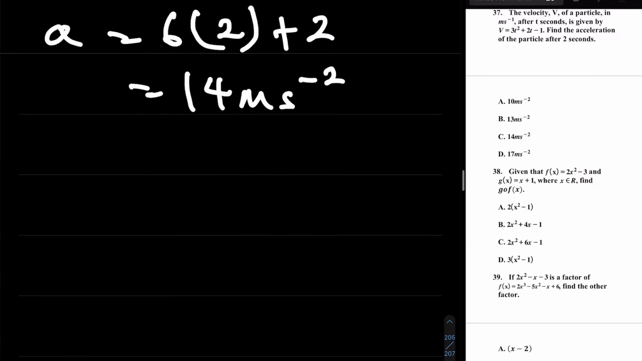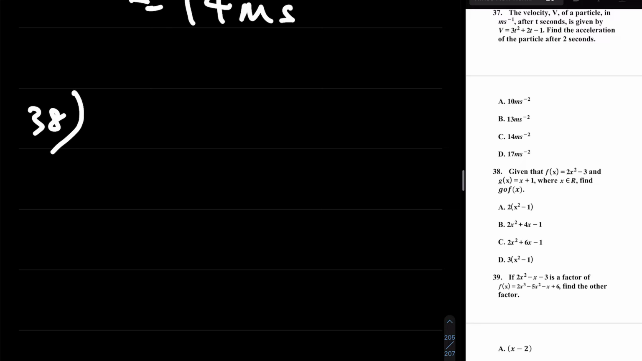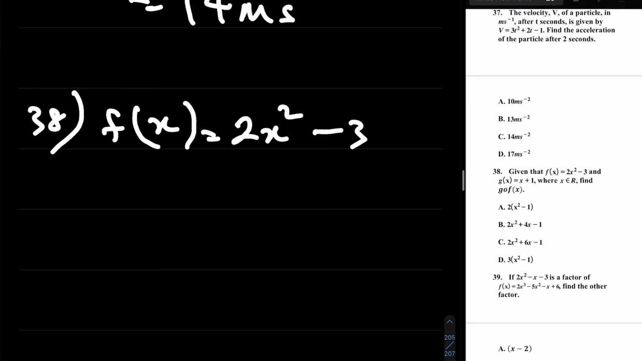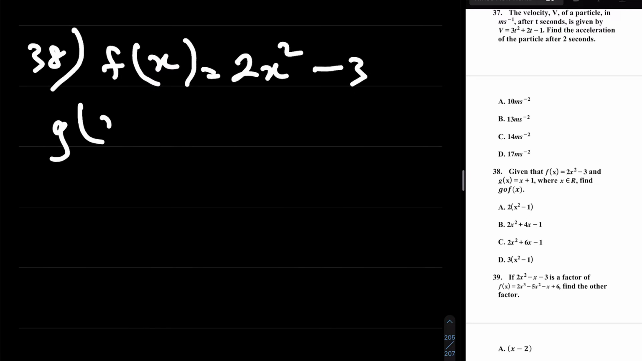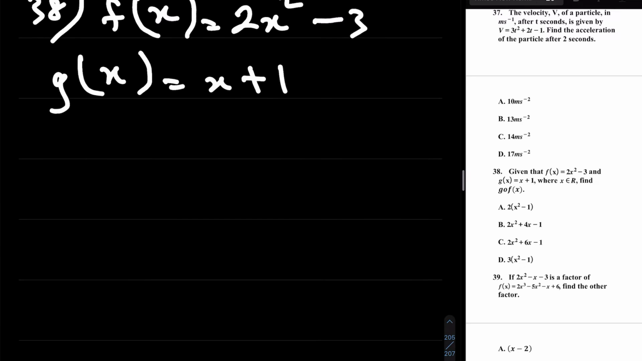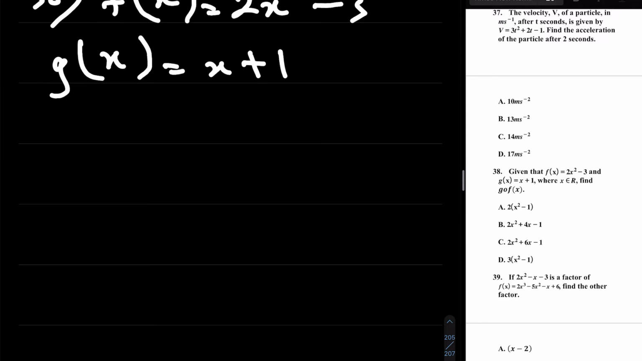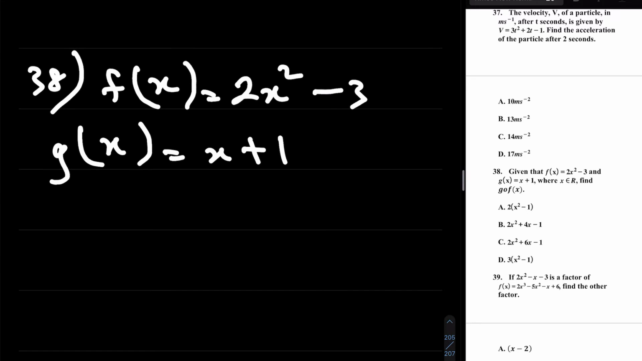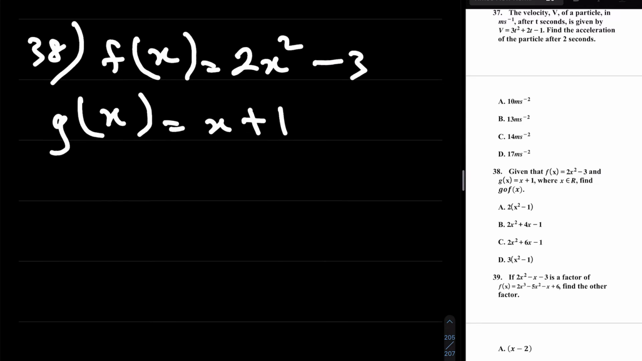And straight we go to the next, which is number 38. Given that f of x is equal to 2x squared minus 3 and g of x is equal to x plus 1, where x is a member of R, find g of f of x. G of f of x. Find g of f of x.